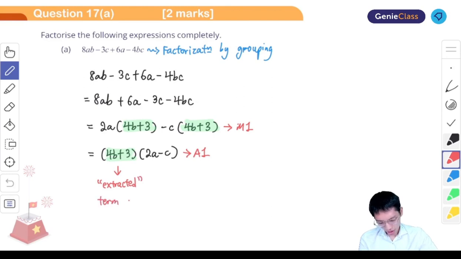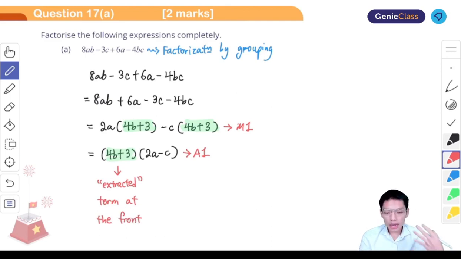The extracted term is at the left hand side, or should I say at the front? I think it's easier at the front, so at the left hand side. So when we factorize, we try to do it as completely as possible.